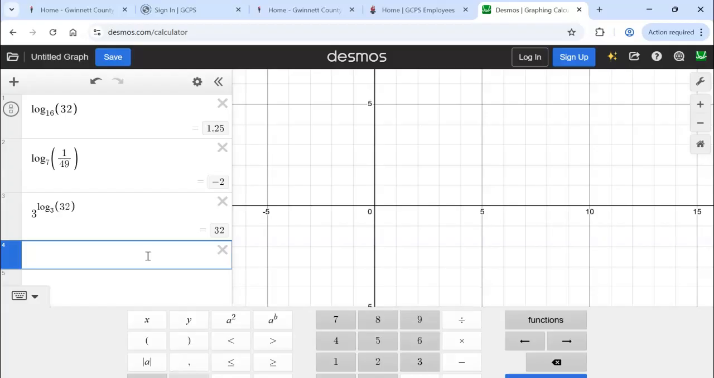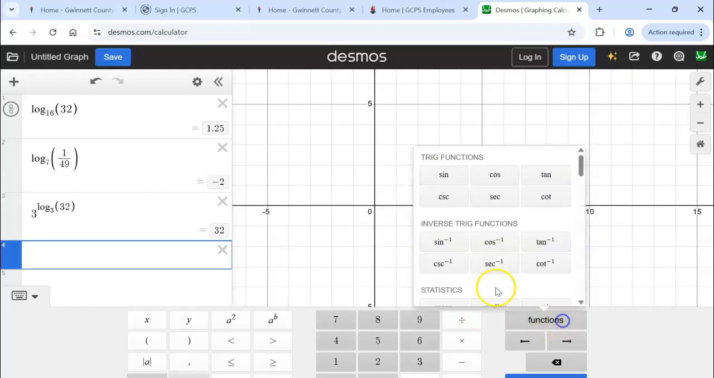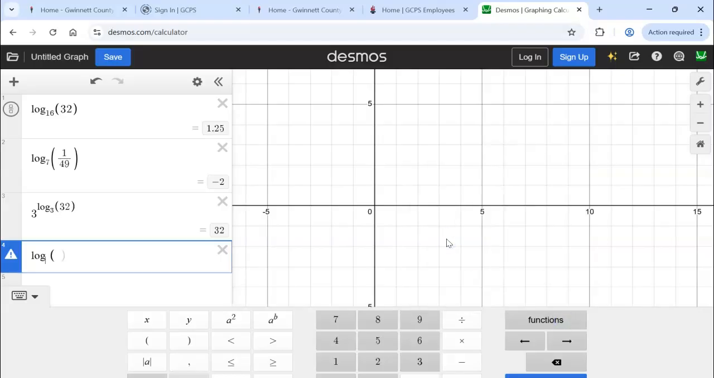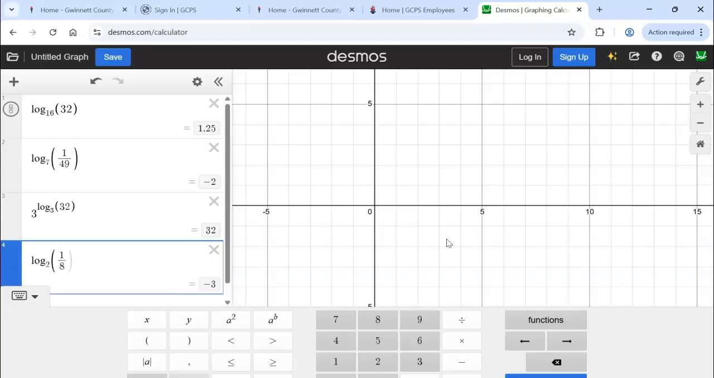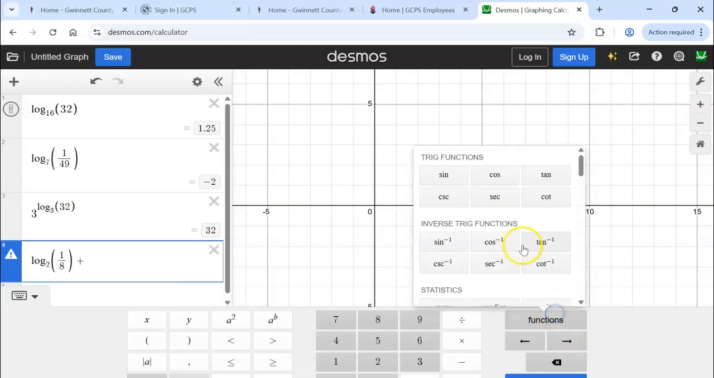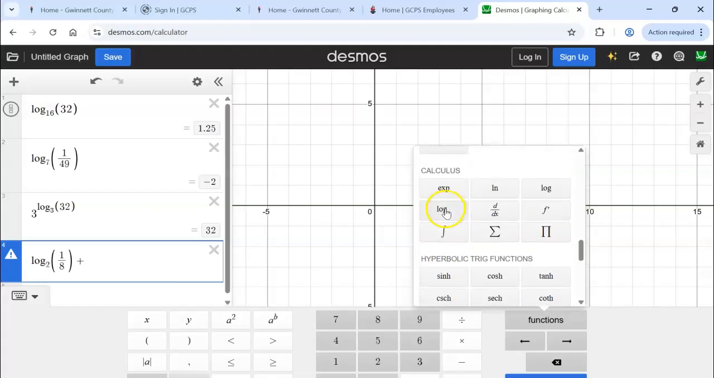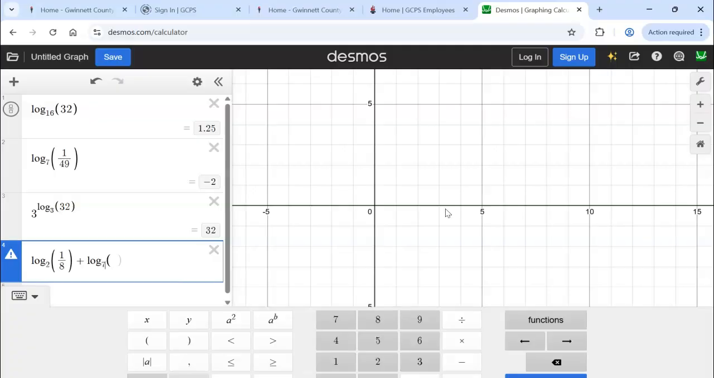And then let me show you one more, which is your number 13. Again, you can do function log right here. So you got a log 2. Now you're going to do 1 over 8. Okay. Then you close the parentheses plus, and then you have another log. Okay. And you got a log 7 of 343 on the inside, okay? And you get a 0.